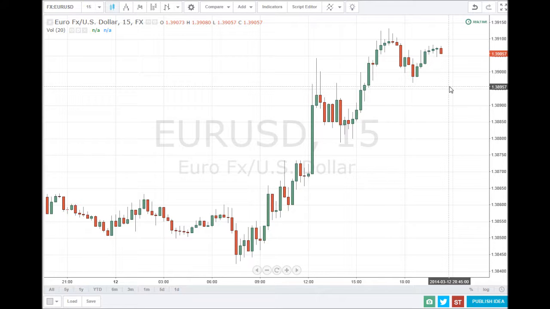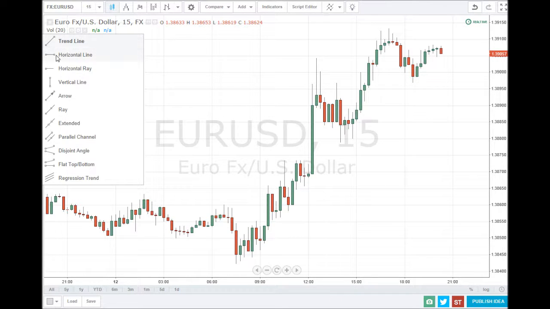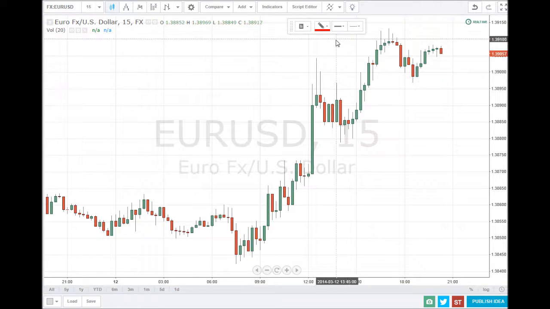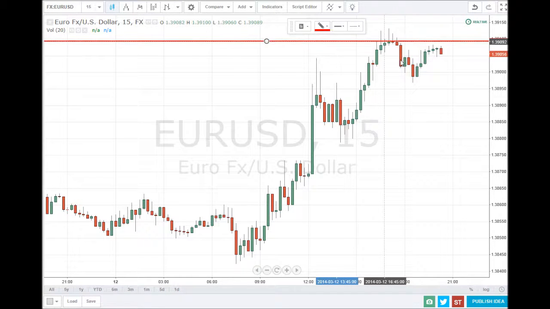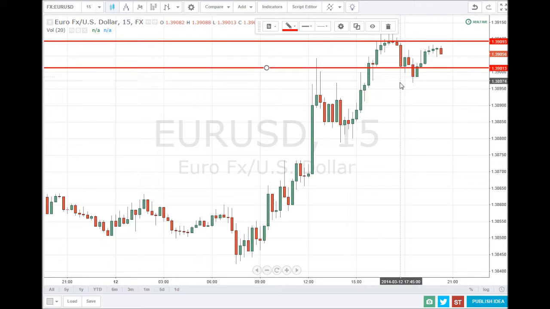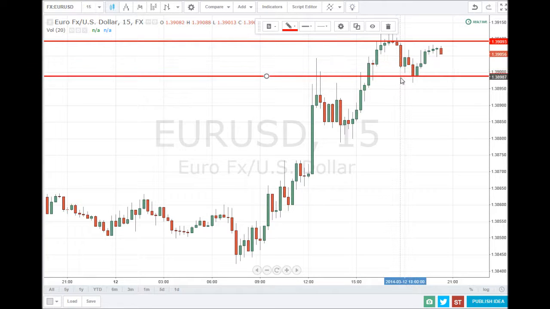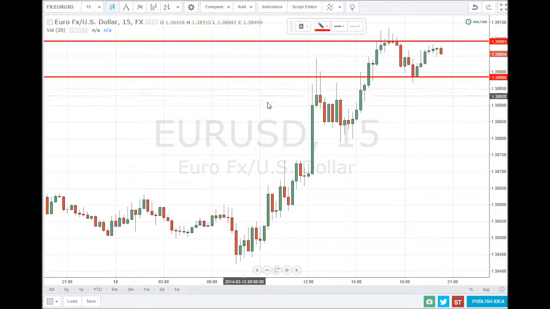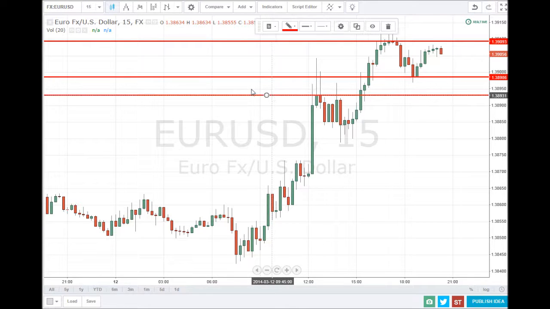So first of all, our horizontal support and resistance. We have an uptrend. Price has pushed, pulled back, pushed and pulled back. So we have some highs and lows. Let's mark them with a horizontal line. A potential resistance there, potential support, and then some more areas.